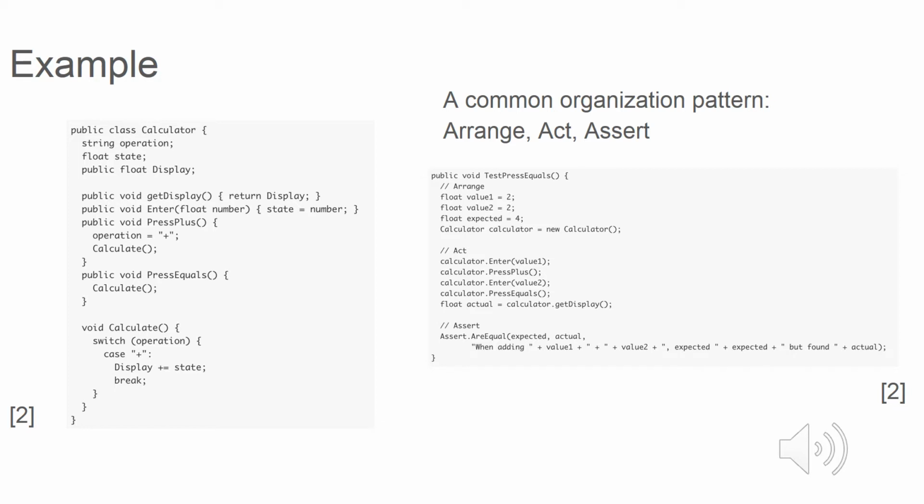Then you have the code to act on the unit. This means calling the necessary functions in the calculator class to get the expected output. Finally, we have the assert section, which checks to ensure that the expected result matches the actual result. In this case, that 2 plus 2 actually displayed 4.